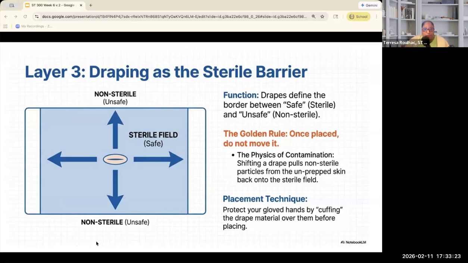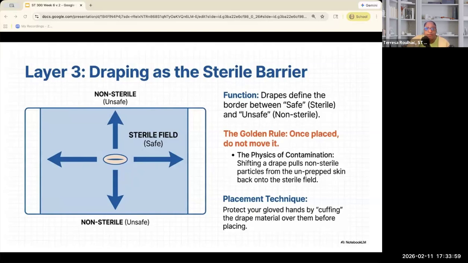In real cases, contamination often occurs after draping. Drapes are shifted, they're adjusted, or even repositioned. When a drape is moved, I want you to think particles from the non prep skin or even the environment can be pulled near or into the sterile field. That's why when we drape, we place it and we walk away. We don't adjust. Okay? We're just trying to prevent microscopic contamination, and you'll see that in the video.